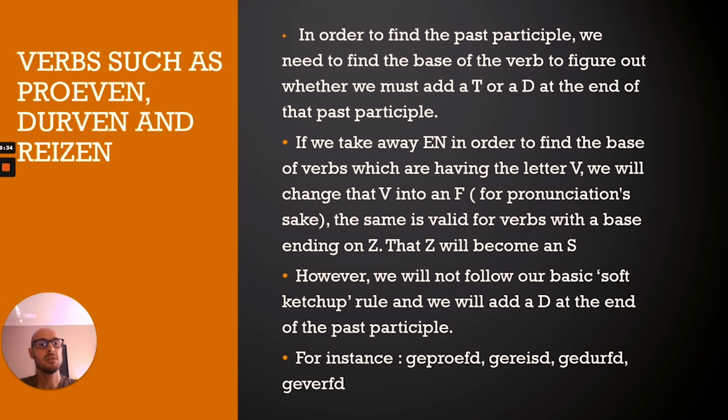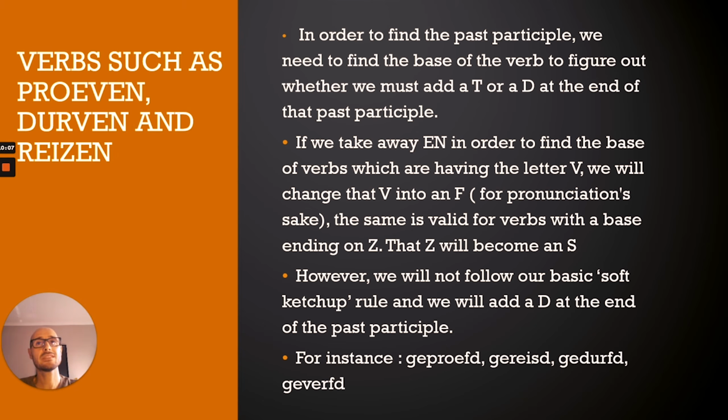So, maybe more practically, proeven, we take away en, our last letter normally would have been a V, but for pronunciation's sake, we will change that V into an F. Same thing for verbs where the base of the verb ends with Z. That Z will become an S. So reizen, we take away that en. Reis doesn't really make sense pronunciation-wise, so we change that Z into an S.